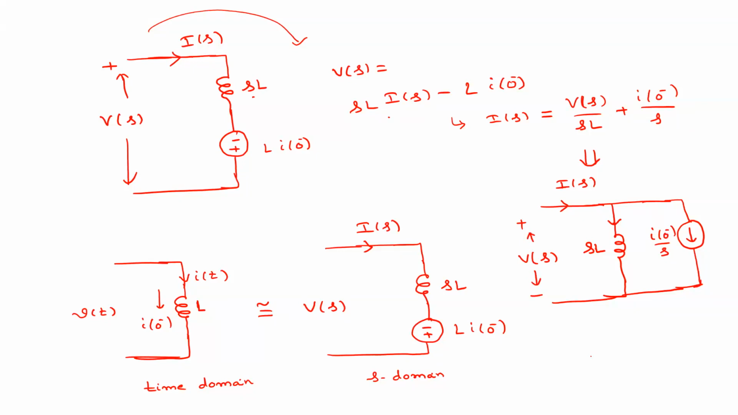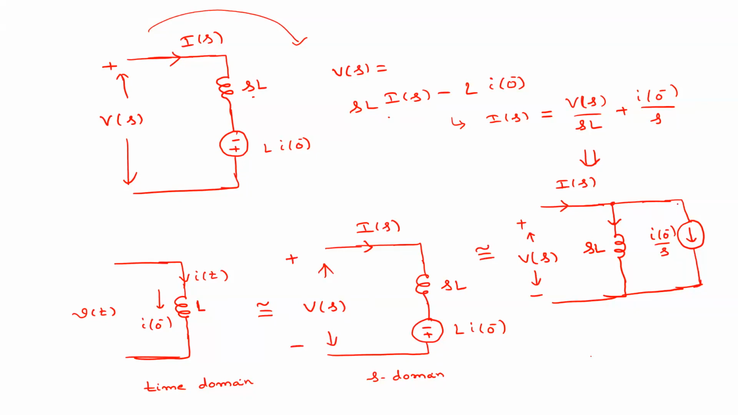It's very simple. So we have an inductor in the time domain, right? We can transform this into the S domain in two ways. One is the voltage-based approach, the KVL-based approach, and the other is the KCL-based approach. This is the KVL-based approach, so we have this voltage source here, plus minus. And this is its equivalent, the current source approach.